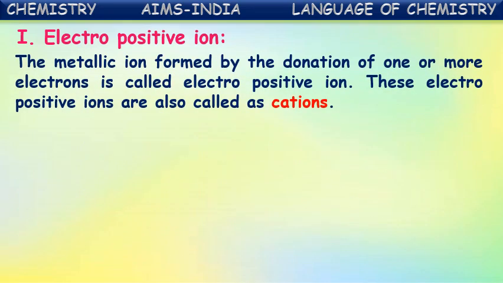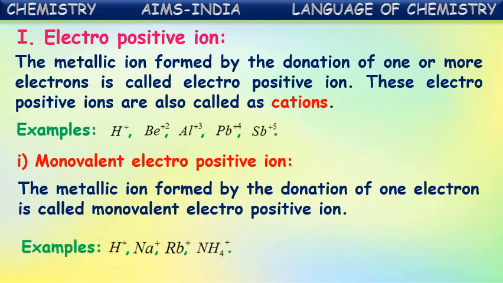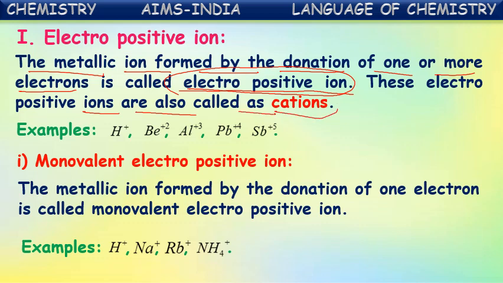Electropositive ion. What is meant by electropositive ion? See, the metallic ion. Metals generally lose electrons and form a positive charge. Always the metals have a positive charge only. The metallic ion formed by the donation of one or more electrons is called an electropositive ion because it is getting a positive charge by losing the electron. That's why those are called electropositive ions. These electropositive ions are also known as cations. Same name, cation or electropositive ion.